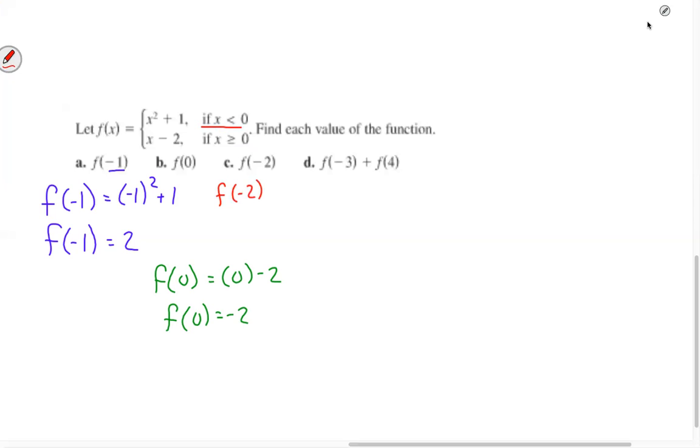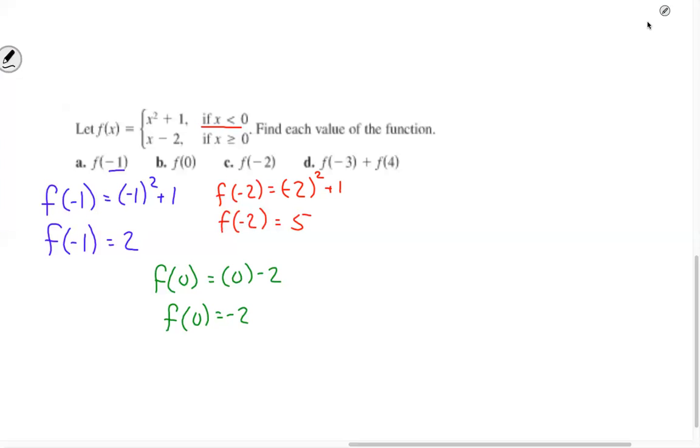So f of -2 is going to be equal to (-2) squared plus 1. Notice, again, it's in parentheses. I put the number in parentheses, even the zero. Why am I harping on it? Inevitably, you're going to forget the parentheses sometime. -2 squared is -4. -2 in parentheses squared is 4. That's why I'm doing it. Got it? So here, f of -2 is 5.